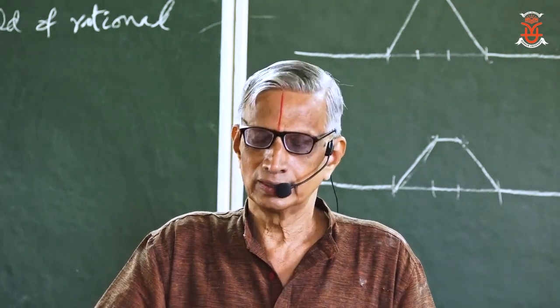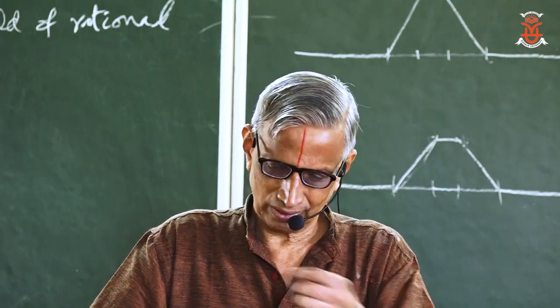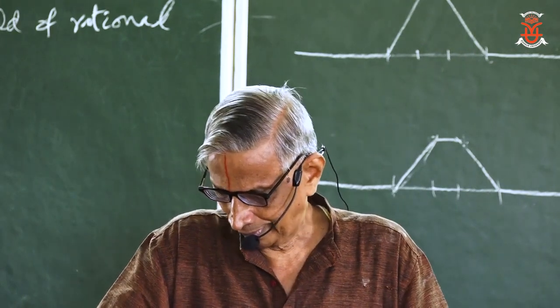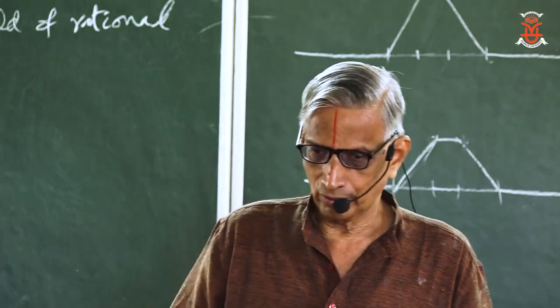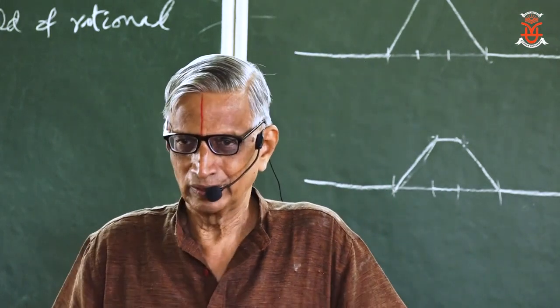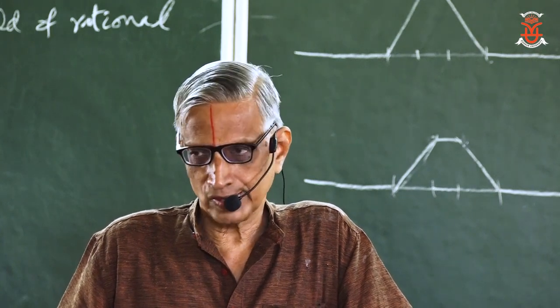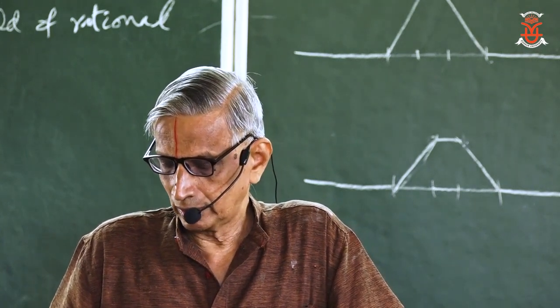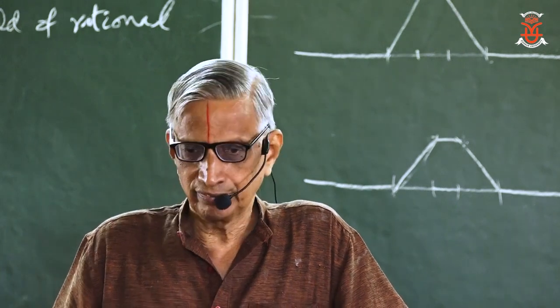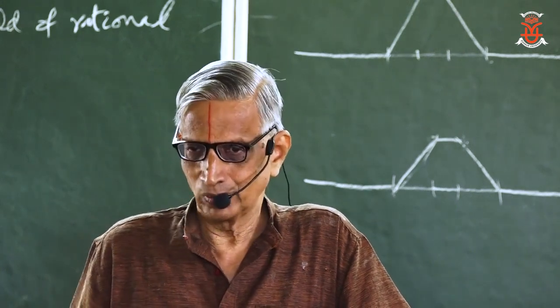Okay, so those points are what are called poles of the function. We'll come to them soon. So a rational function is analytic except possibly for poles, a finite number of poles in this case.